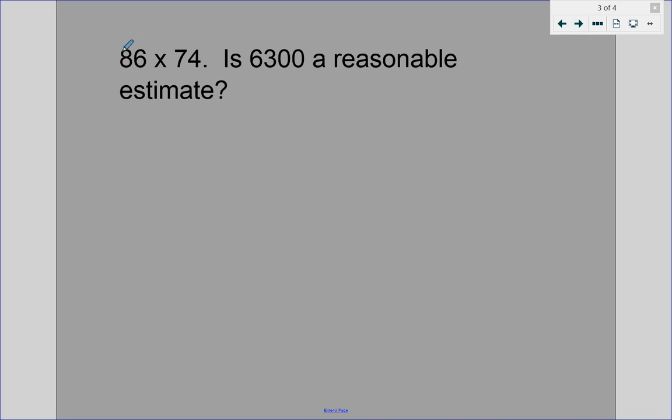So 86, if I'm going to round 86, I'd round it to 90. If I'm going to round 74, I'd round it to 70. And then I would do the math, right? I'd cross off my zeros, and I'd put them back on the end. And then I do 9 times 7 is 63. And so 6,300 is a reasonable answer.